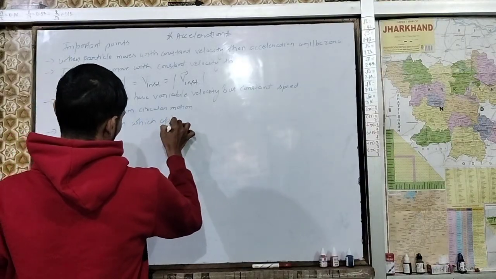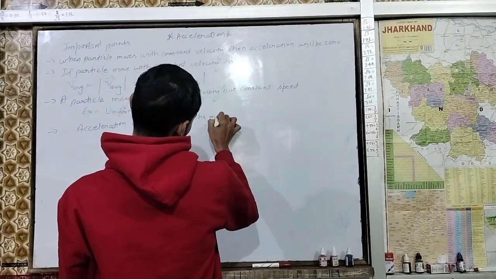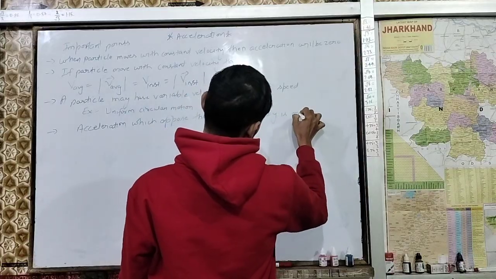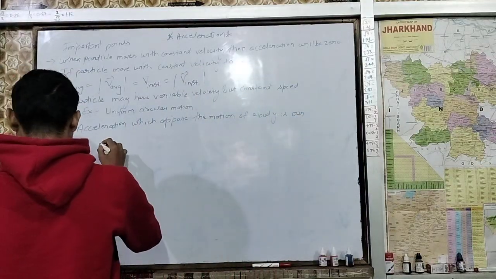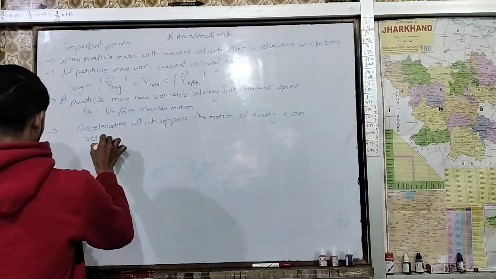Next we have acceleration, which opposes the motion of a body, is known as retardation. Opposite of acceleration will be known as what? Acceleration which opposes the motion of a body is our retardation. Retardation will give us negative acceleration.